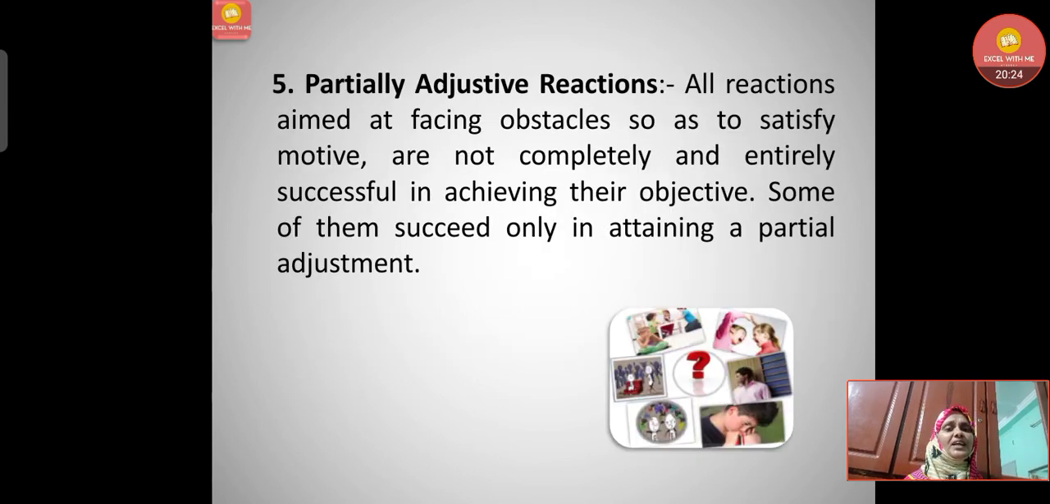Then partially adjustive reactions. All reactions aimed at facing obstacles so as to satisfy a motive are not completely and entirely successful in achieving their objective. Some of them succeed only in attaining a partial adjustment. That means full adjustment will not occur in some cases. In some cases, only partial adjustment can occur because of facing the obstacles to satisfy their motive.